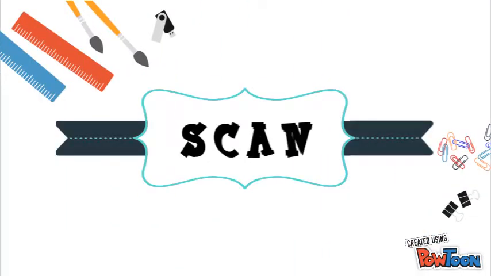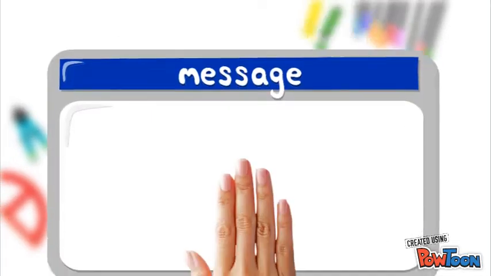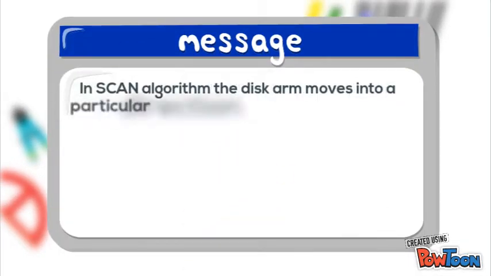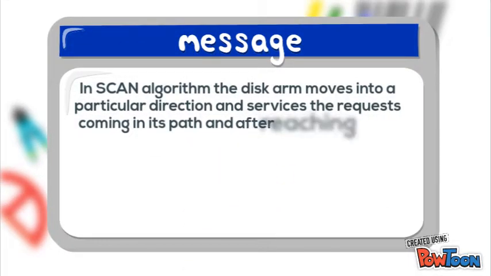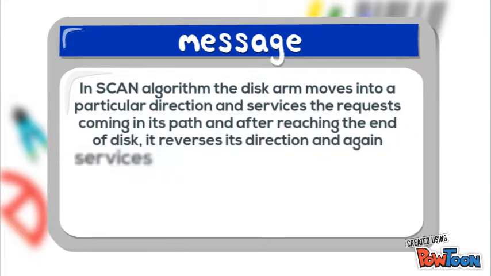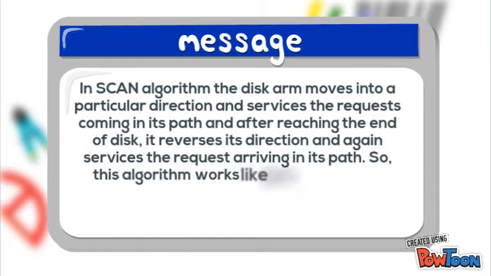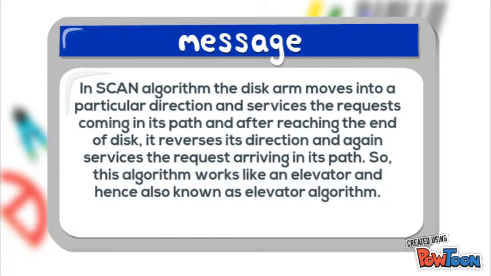Let's go to the third algorithm, which is the scan. In the scan algorithm, the disk arm moves in a particular direction and services the requests coming in its path, and after reaching the end of the disk, it reverses its direction and again services the requests arriving in its path. So, this algorithm works like an elevator, and hence is also known as the elevator algorithm.